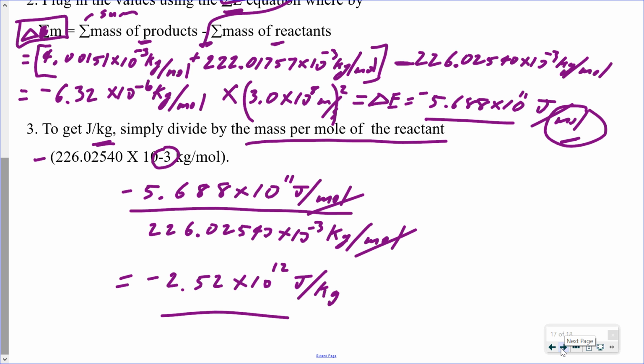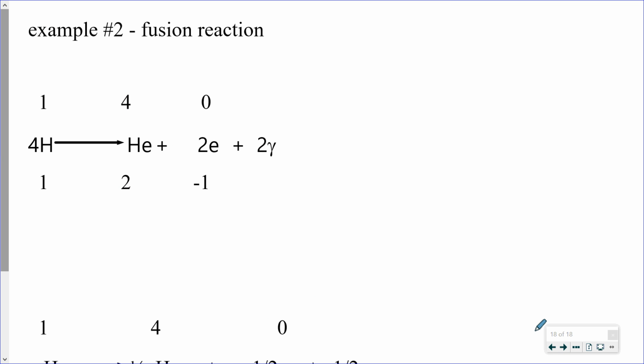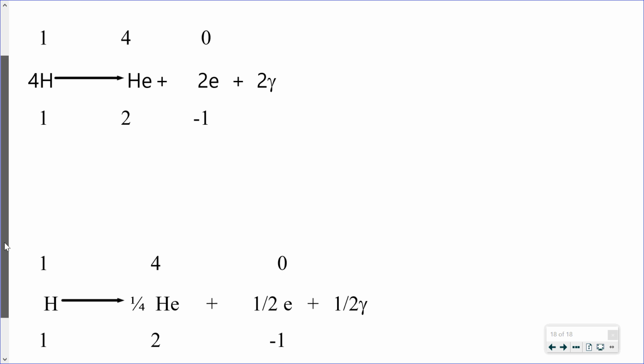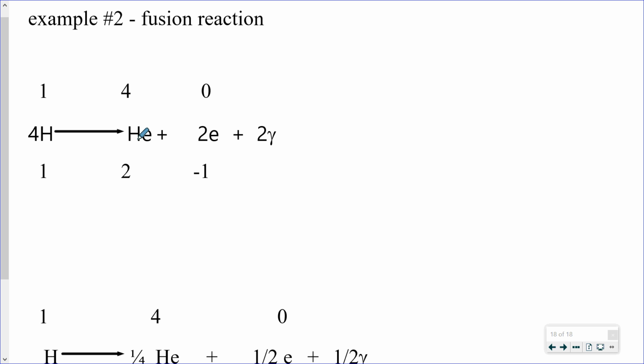So I'm just going to quickly do the same thing here, only for a fusion reaction. I'll try and speed it up a little bit. So here what we have is 4 hydrogen fusing together to form helium, some electrons, and some gamma radiation. Okay, so this is fusion. It's the four that I'm fusing together. So what we do is calculate the amount of energy per mole. But remember, these coefficients in front, those are the moles. So this is for 4 moles, but I want to do it for 1. So what I'm going to do is divide each of these by 4.